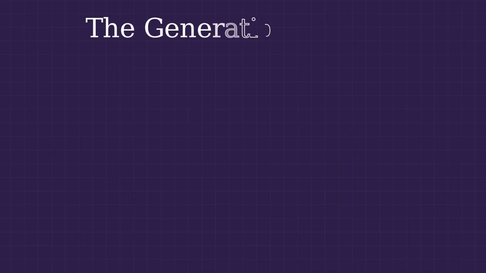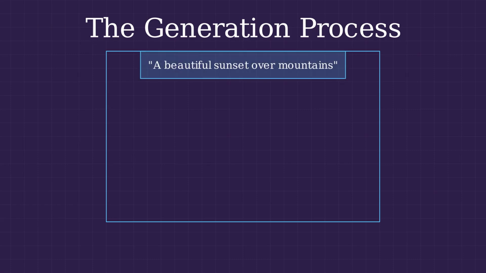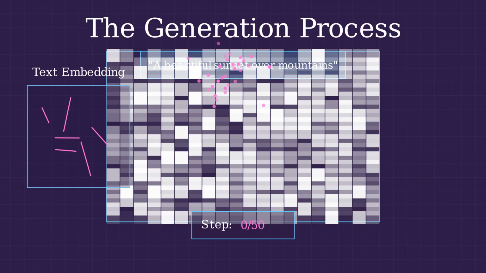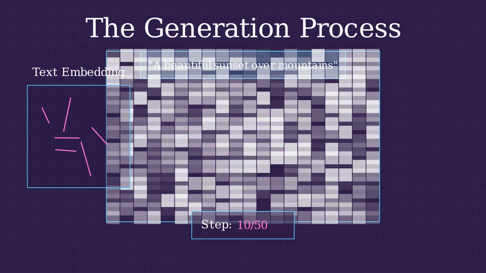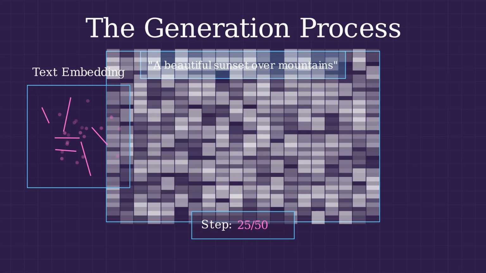The generation process of text-to-image AI models follows a methodical approach of iterative refinement. The process begins with a text prompt that describes the image to be generated. Unlike other generative approaches, diffusion models start with completely random noise. The text prompt is encoded into an embedding vector that will guide the denoising process. The generation process then follows a step-by-step approach, typically requiring between 20 to 100 iterations.